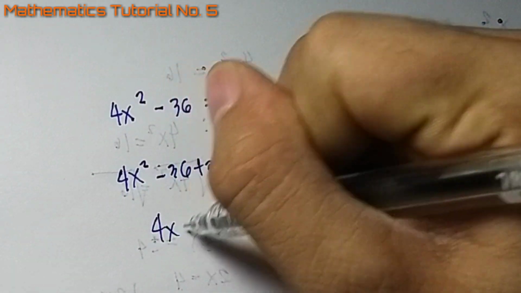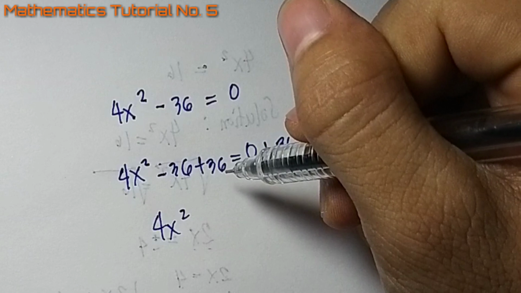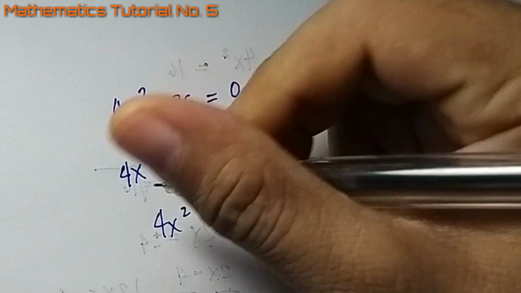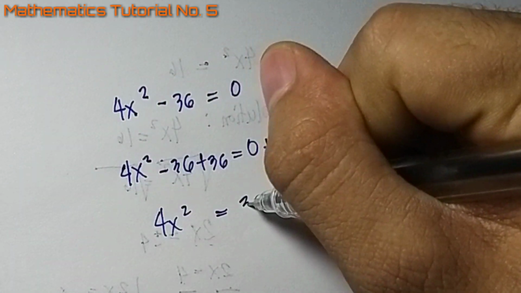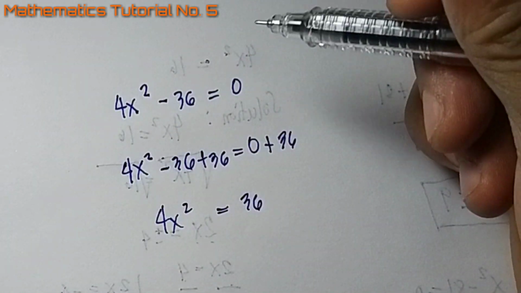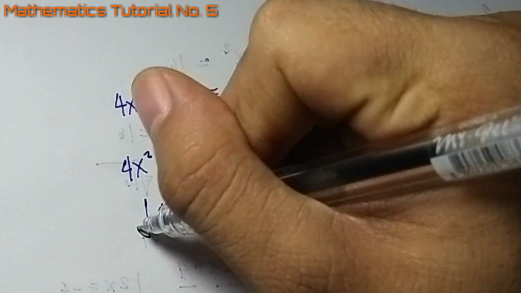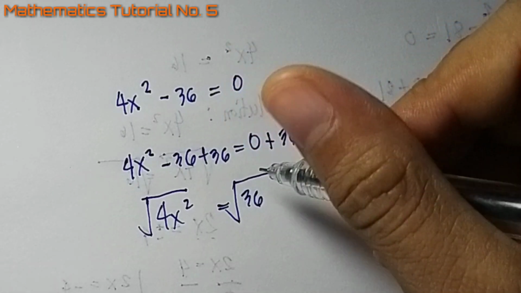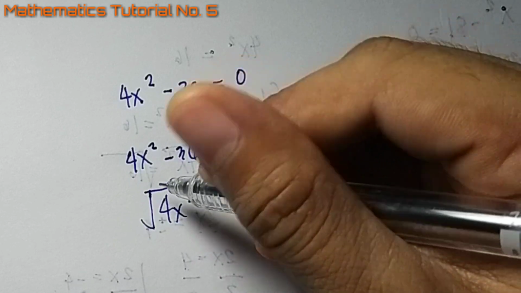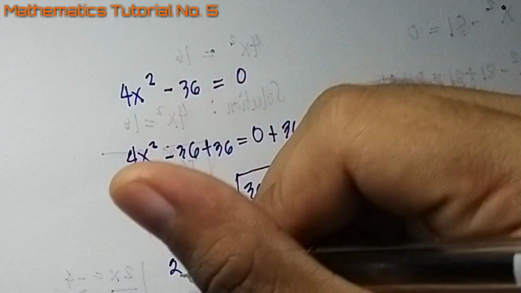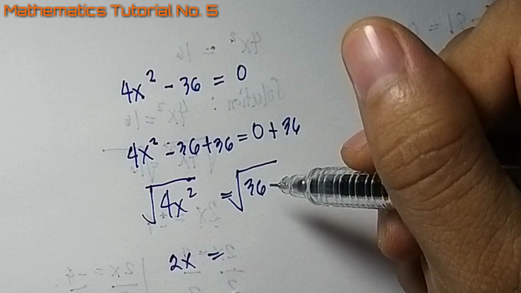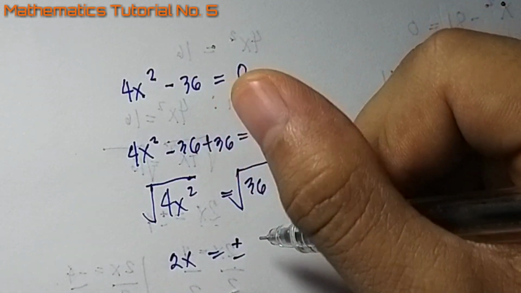Now we have 4x squared. Negative 36 plus 36 is 0, since the signs are different, we subtract. So we are left with 4x squared, and 0 plus 36 is 36. Now, as we did before, we take the square root of both sides. What is the square root of 4x squared? First the constant: the square root of 4 is 2, and the square root of x squared is x. So the square root of 4x squared is 2x. Now, the square root of 36 is positive or negative 6.